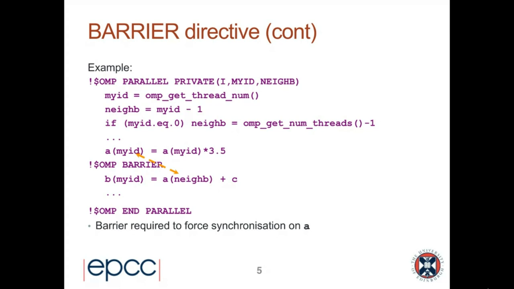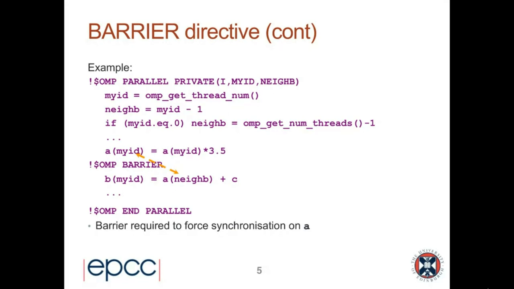Having set that up, at some point in the parallel region, every thread is going to use its thread ID to write an element of this array A. And then at some point later, I want to read the value that my neighboring thread wrote. So the write of A, which comes before the barrier here, and the read of A after the barrier must happen in that order. I must make sure that no thread will read the value from its neighbor before its neighbor actually wrote it.